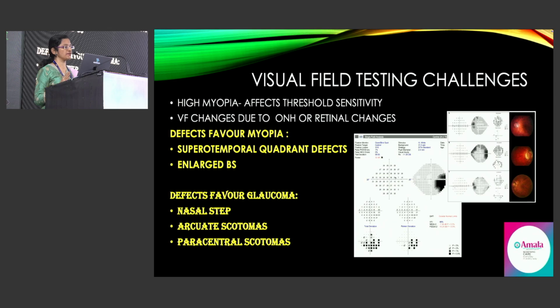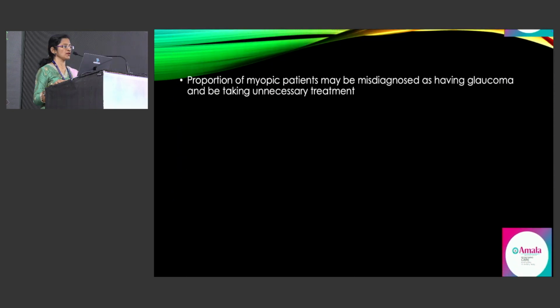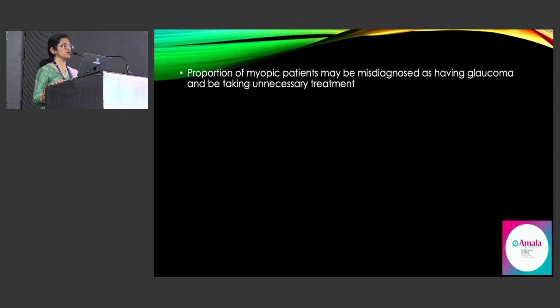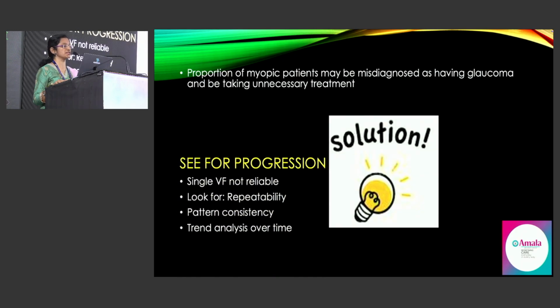And the defects which favor glaucoma are the nasal step, arcuate pattern, and the paracentral scotomas. Some of the patients are misdiagnosed seeing these visual field defects, so most of the patients may be taking unnecessary treatment. So in those cases, don't go for a single visual field, go for a repeat visual field and see for the progression and the pattern consistency, and the trend analysis is a better way.